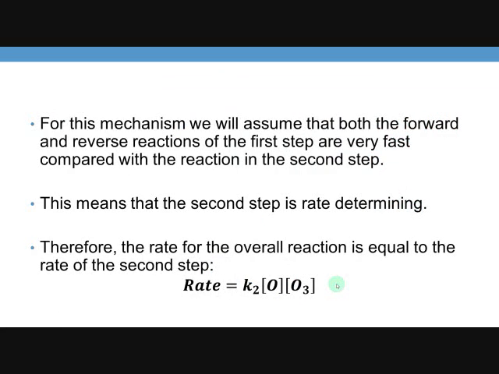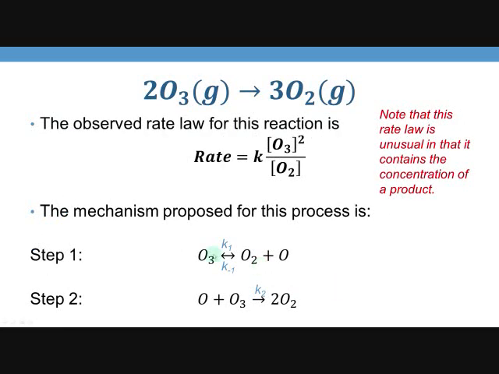For this mechanism, we assume that both the forward and reverse reactions of the first step are very fast compared to the second step. If you look at the forward and backward arrow, the K1 and the K negative 1, K1 would be the rate constant for the forward reaction, and K negative 1 would be the rate constant for the backwards reaction. For the forward reaction, the rate law is rate equals K1 times the concentration of O3. For the reverse reaction, the rate equals K negative 1 times the concentration of O2 times the concentration of O.